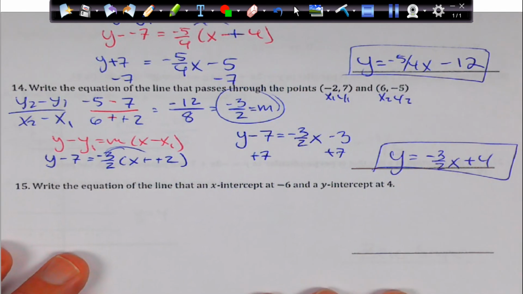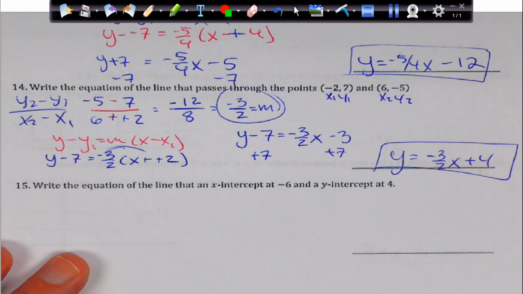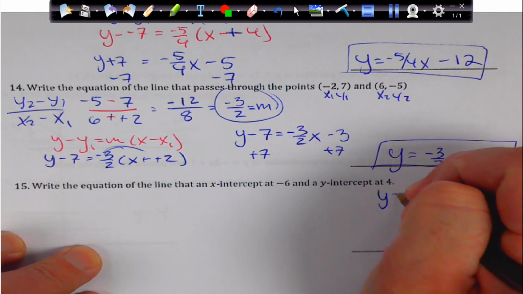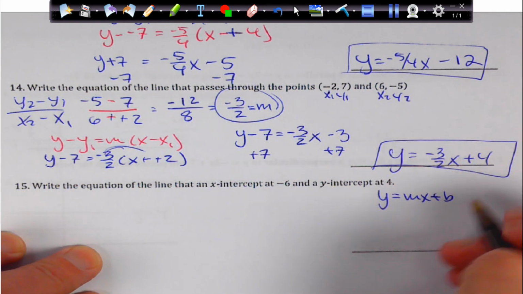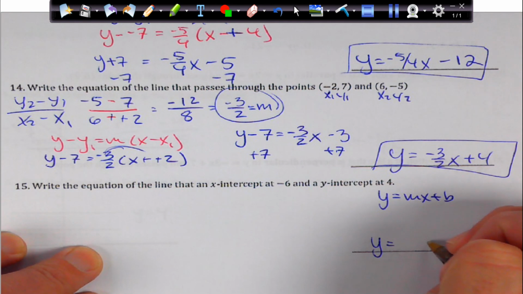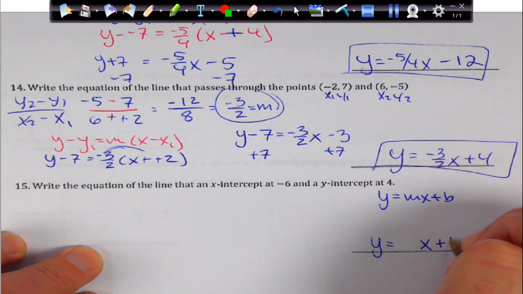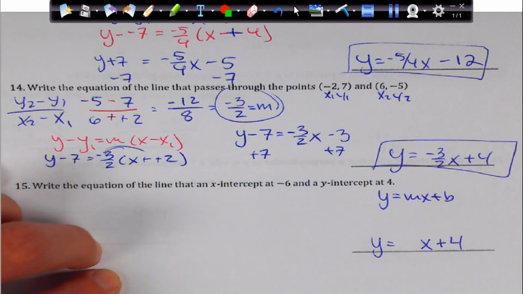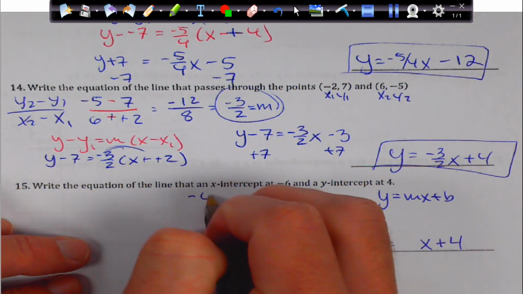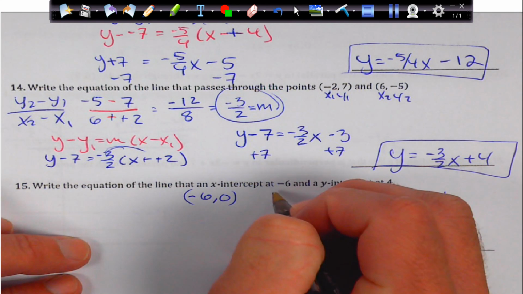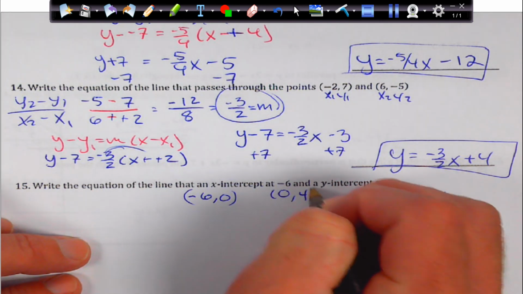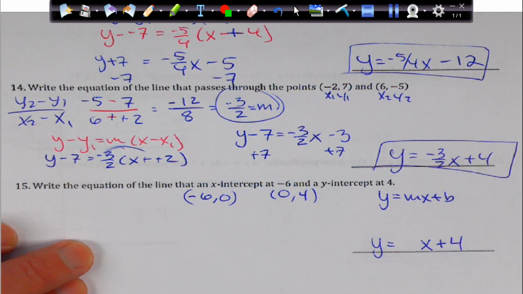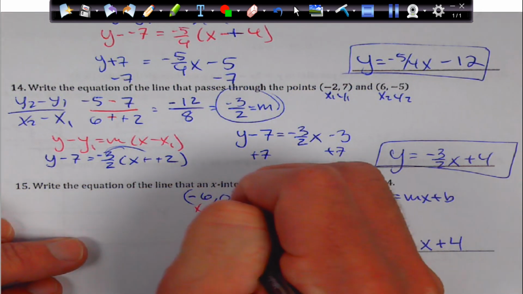Okay. Write the equation of the line with an x-intercept of negative 6 and a y-intercept of 4. Well, let's think about this. So if I go y equals mx plus b, I already know my b value, so it's going to be y equals, I don't know, x plus 4, because that's my y-intercept. So I've got to just find my slope. Well, the easiest way to do it is my x-intercept is when my x is negative 6 and my y is 0, and my y-intercept is when my x is 0 and y is 4. So I'm just going to find the slope of those points, and then I'll be done.